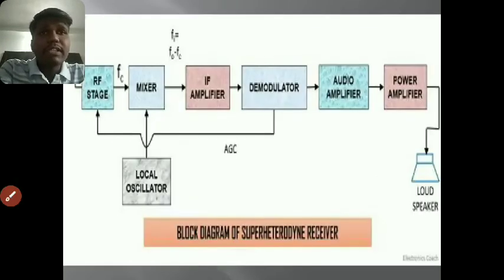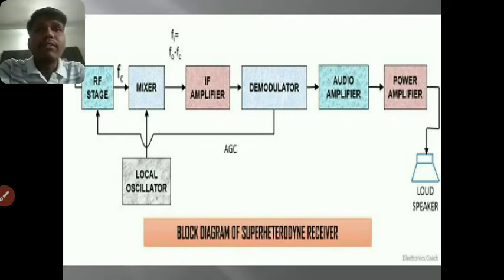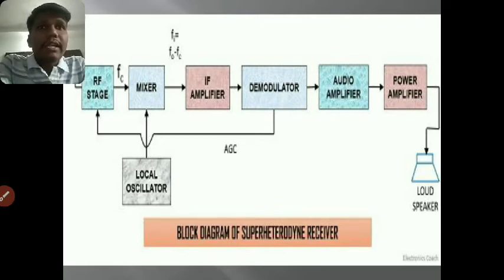And the radio frequency amplifier works on the superheterodyne principle, in the superheterodyne receiver. First of all, RF means radio frequency, and the antenna picks up the radio waves.